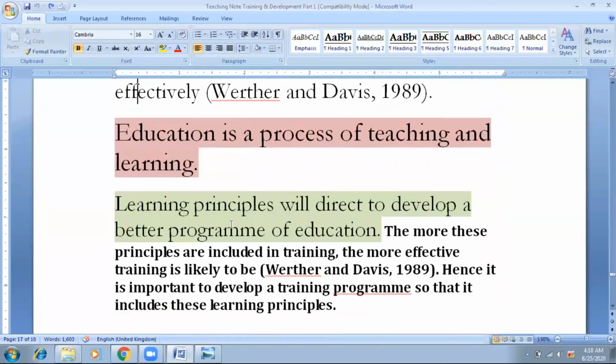So in the case of training, yes, we have to use these learning principles to make training better, at least to make training good. The more these principles are included in training, the more effective training is likely to be. Hence, it is important to develop a training program that will include these learning principles. What are these learning principles?